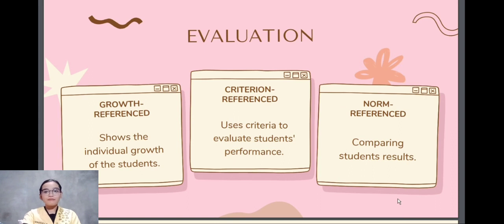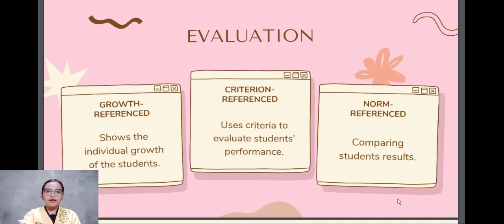So aside from those, we also have growth reference, criterion reference, and norm reference. When we say growth reference, it shows the individual growth of the students. So meaning that students themselves evaluate themselves. It can also be referred to as the independent student reference.